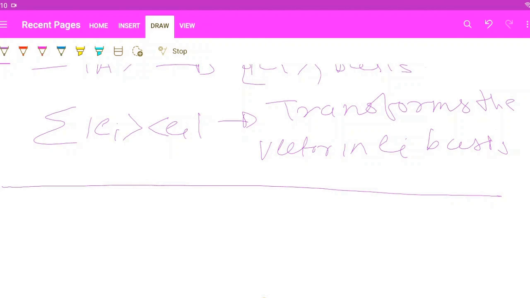The vector spaces in which this scalar product is defined are known as scalar product vector spaces.